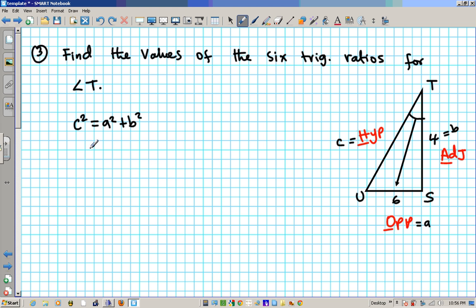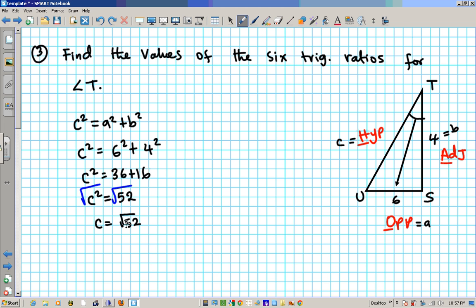So let's find out what C is. C squared equals A squared, which is 6 squared, plus 4 squared. If we do that, we have C squared equals 36 plus 16. So C squared is basically 52. Now to get C by itself, you take the square root of both sides, left and right. So we're going to have C equals the square root of 52.